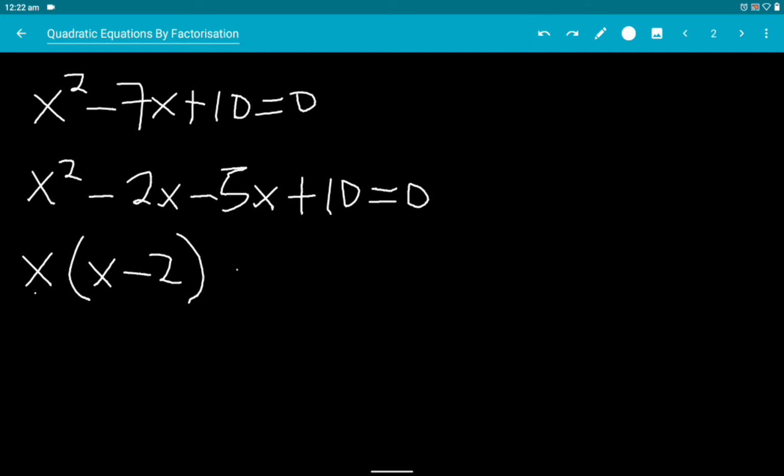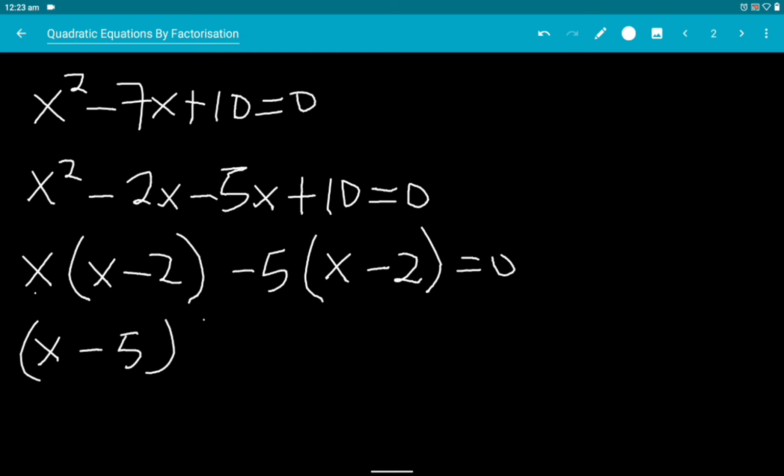So I have minus 5 into bracket, I have x. Minus 5 multiplied by x will give me minus 5x. Then here minus 2 is equal to 0. So negative 5 multiplied by negative 2 will give me positive 10 at the top over there. So from here, I group the x and then the negative 5 at one side. I have x minus 5 and then x minus 2 at one side is equal to 0.